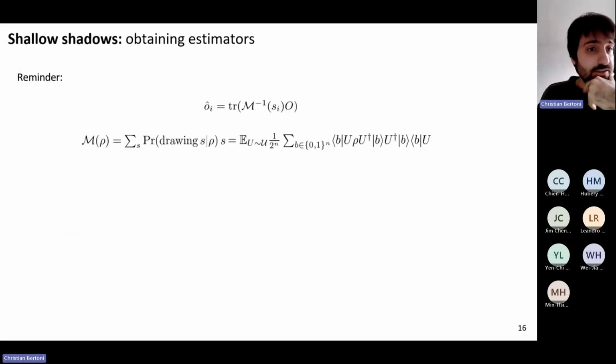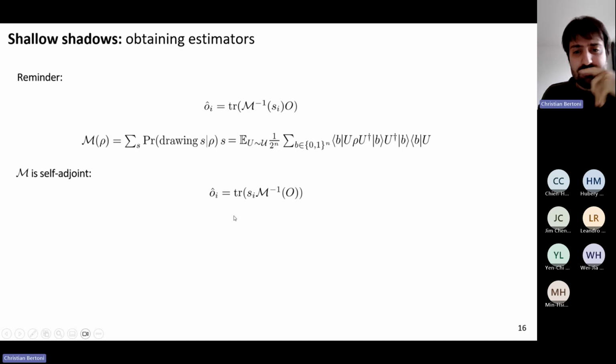So as a quick reminder, the classical post-processing is all about computing these estimator shots, and in particular inverting this channel M, which corresponds to the data acquisition step, the superposition of all snapshots weighted by their corresponding probabilities. And just as a quick remark, M is self-adjoint, and so instead of computing M-1 of Si, we might as well compute M-1 of O. This changes nothing except it's easier to explain for me.